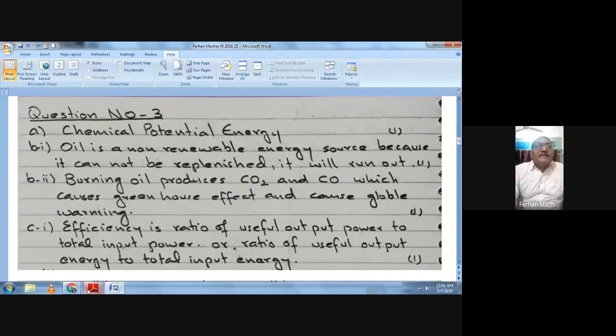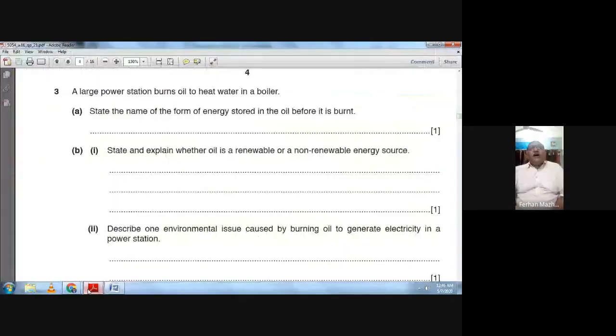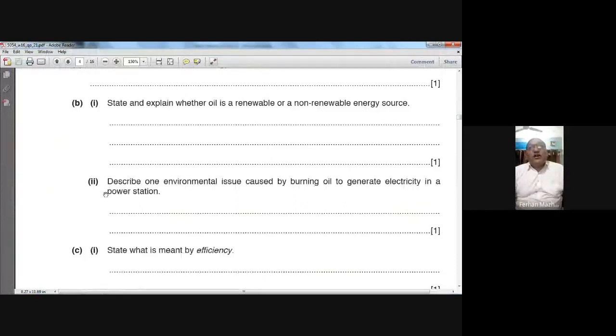Okay. B, second part is, describe one environmental issue caused by burning oil to generate electricity in a power station. When the oil is burnt, carbon dioxide is produced, carbon monoxide is produced. These gases are greenhouse gases. So what they do is create global warming. Another bad effect of the carbon dioxide is that when it is mixed with the rainwater, it makes carbonic acid and this causes acid rain.